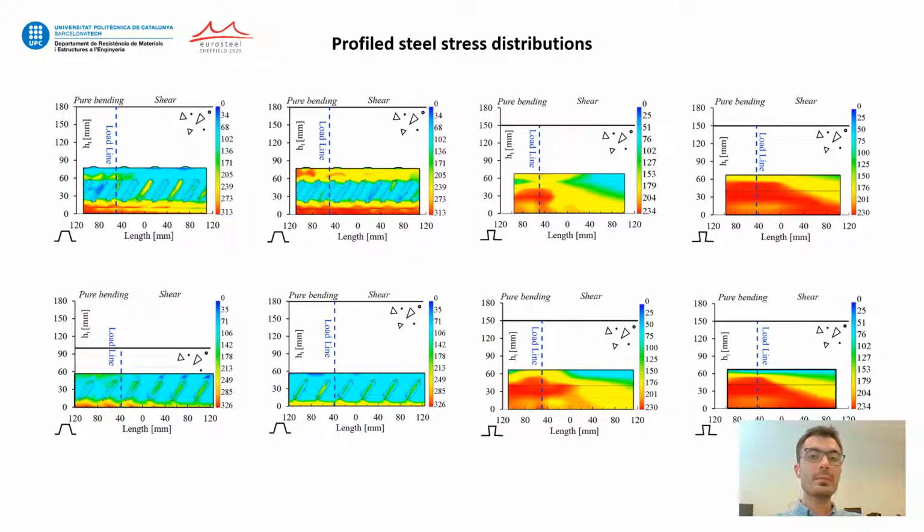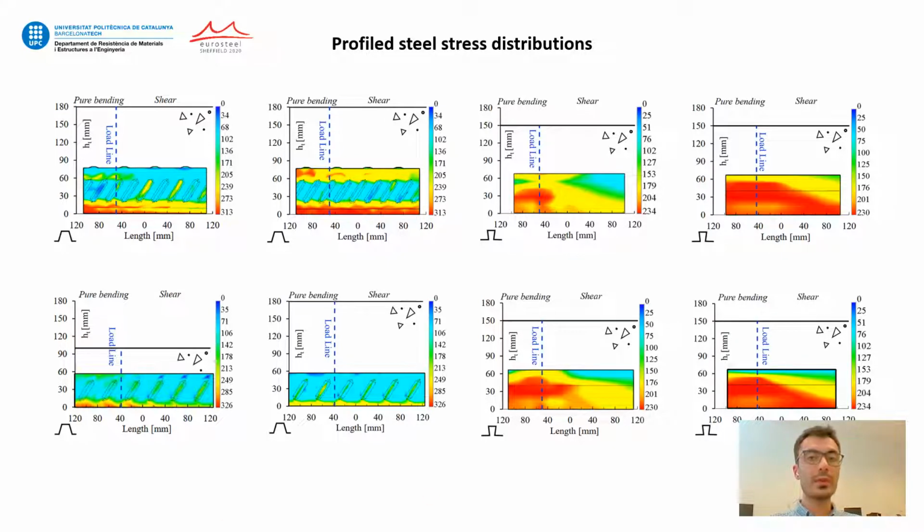This is the von Mises stress distribution at the maximum resisted force stage on the steel. The plastic stresses, shown as red contours, are developed usually below the neutral axis. In these zones, the slabs with a reentrant shape show wider yield zones compared to open rib.